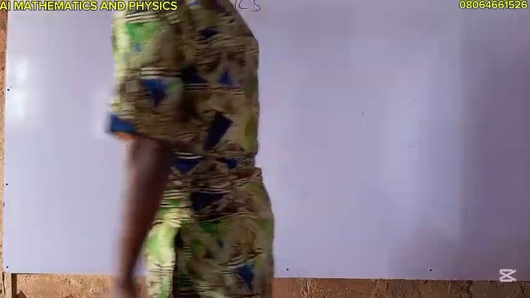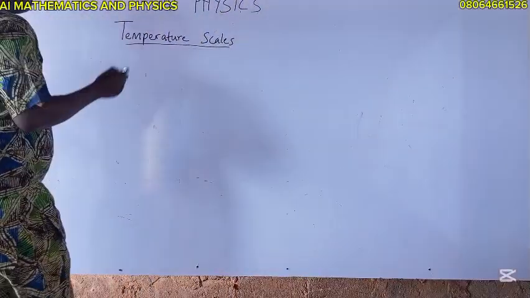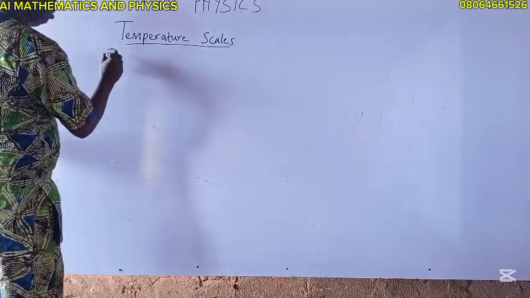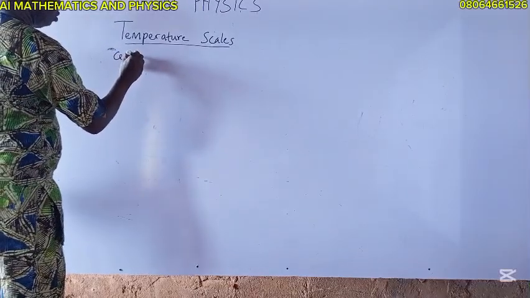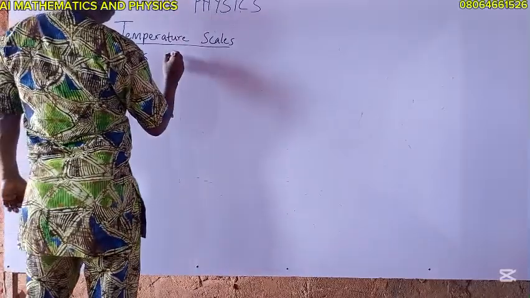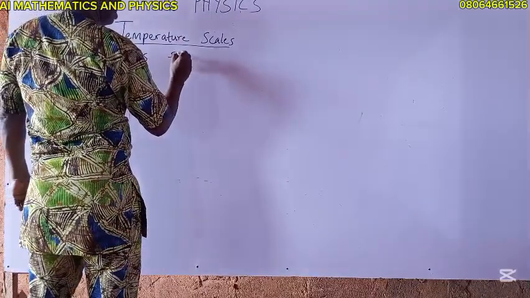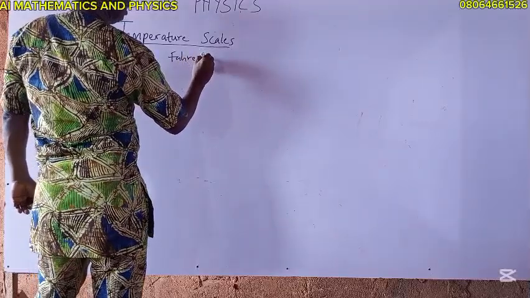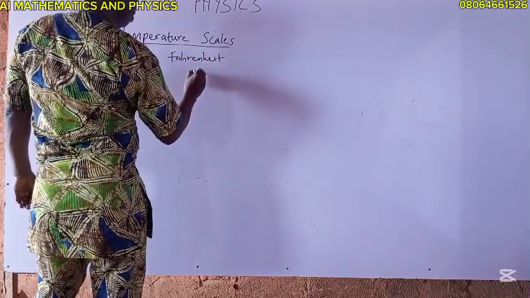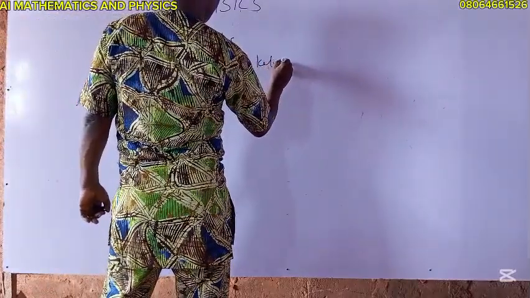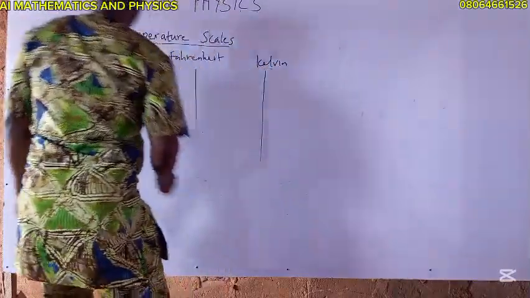We have three scales. We have Celsius, we have Fahrenheit, then we have Kelvin.